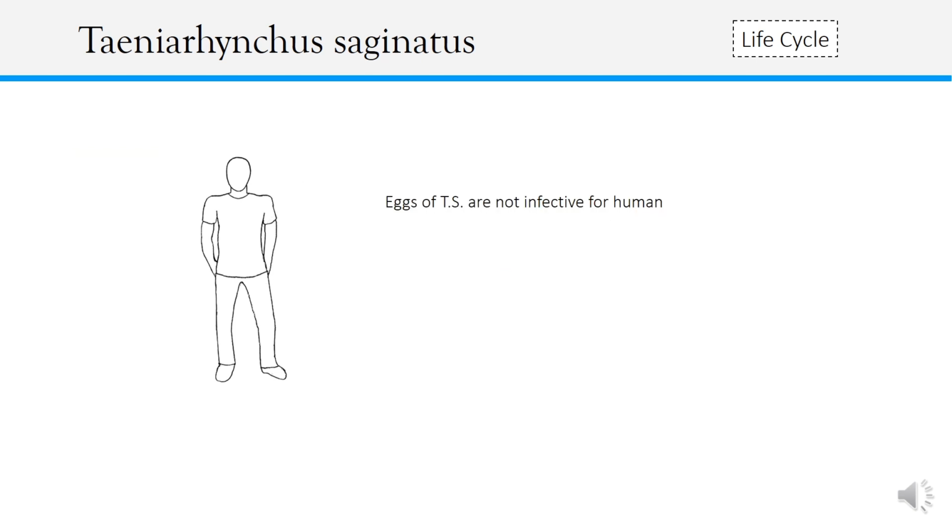An important point here is that eggs of Taeniarhynchus saginatus are not infective for the human. That is why there will be no cysticercosis caused by Taeniarhynchus saginatus. And that is why human could be only the definitive host for this parasite, not an intermediate host.